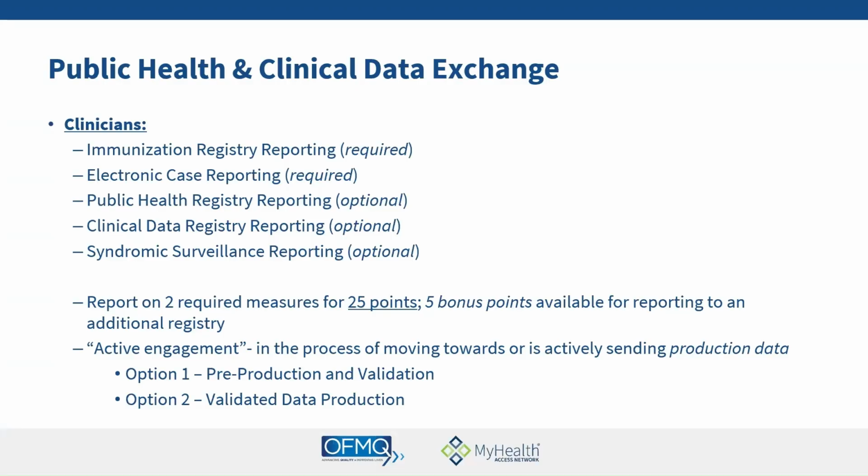So the next objective that we'll talk about is the public health and clinical exchange objective. For this, you have to report to a couple of different registries. Immunization registry reporting is required for both hospitals and clinicians. Clinicians will also need to pick up a second one of these 5 options: the electronic case reporting, public health registry, clinical data registry, syndromic surveillance. So clinicians just have to do 2. Hospitals will have to do all 5 of the objectives.